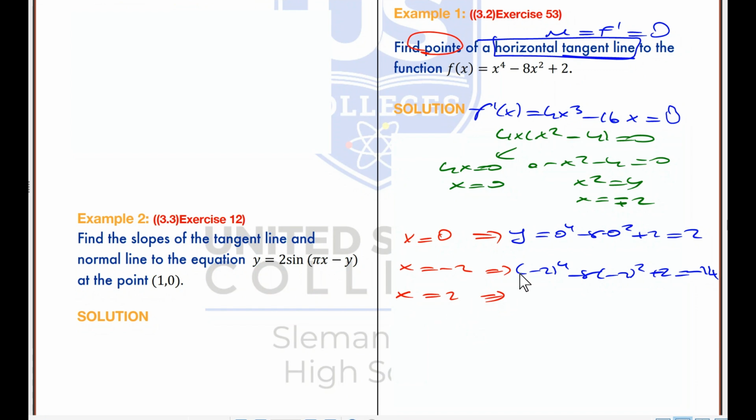For f of 2, the function is even, so changing the sign of x will not change anything. The result will still be negative 14. So the points are (0, 2), (negative 2, negative 14), and (positive 2, negative 14). Those are the points of horizontal tangent lines to this function.